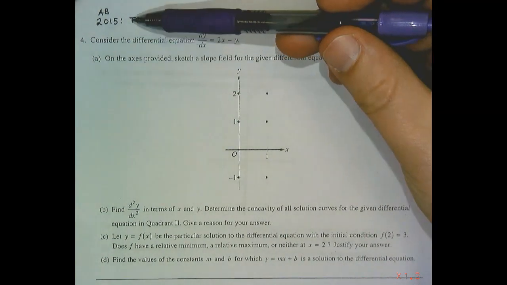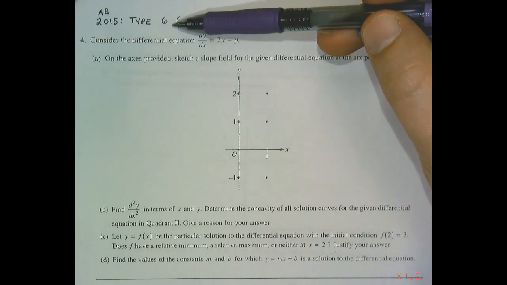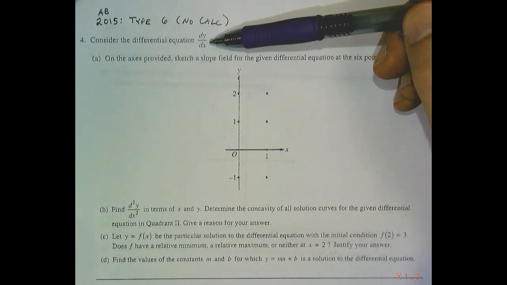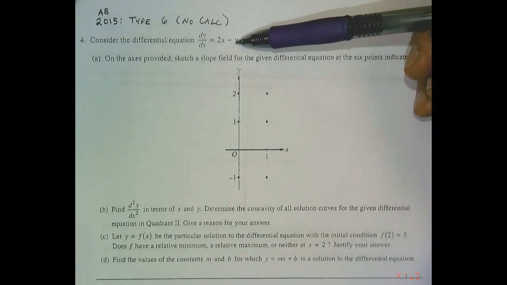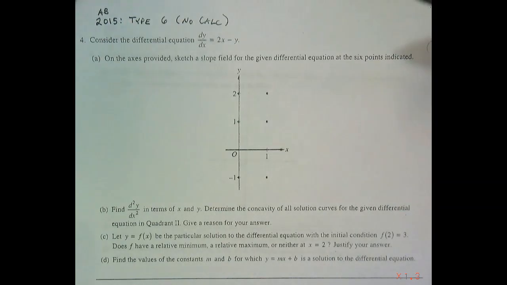Today's video is focusing on the AB 2015 exam, question number 4. This is a type 6 problem with no calculator. Type 6 is differential equations, so we're probably going to have to find a general solution or particular solution, as well as draw a slope field, and sometimes a little bit extra to this. So let's start off with part A.